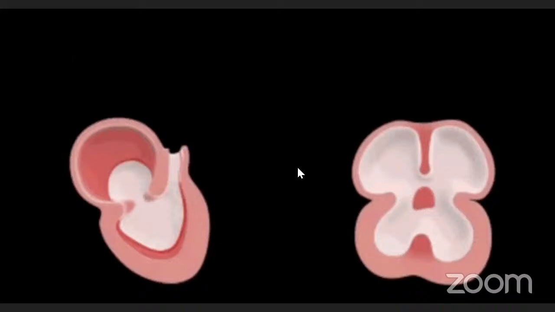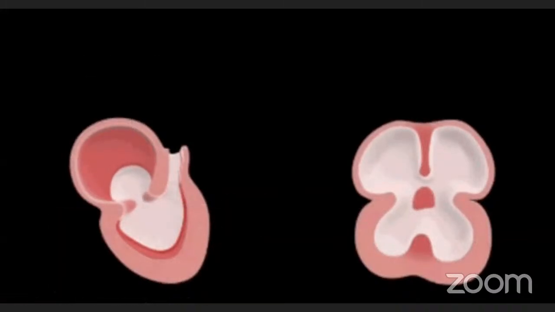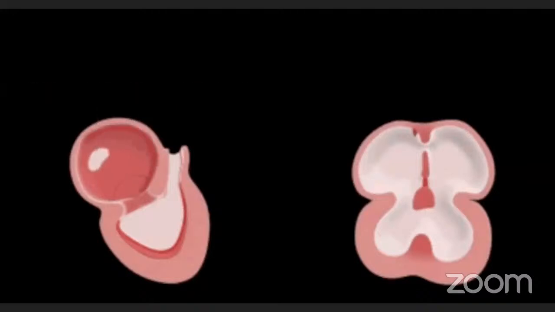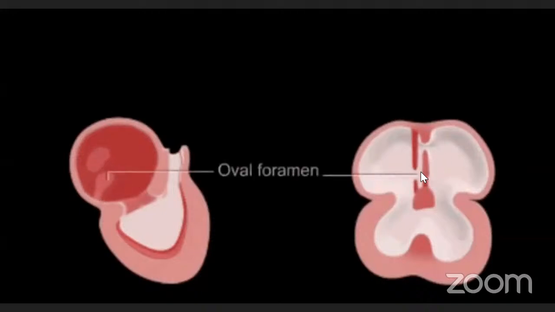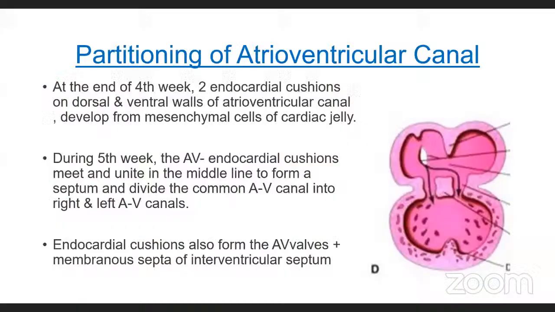So this animation is illustrating the same principle, the fusion of the endocardial cushions and forming two AV canals, the right and left. We will talk about the atrial septum formation later. This slide is summarizing the steps again.